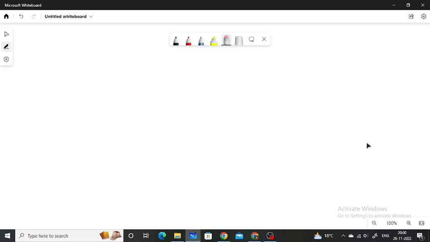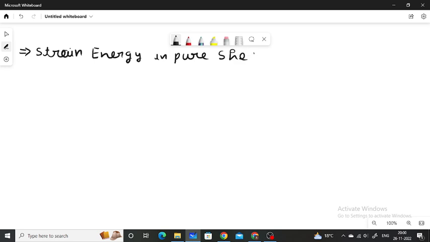In the last lecture, we discussed the strain energy. Now, today's topic is strain energy in pure shearing. In the last lecture, we had discussed the strain energy due to the gradually increasing load, suddenly applied load, and impact load. Now, strain energy in pure shearing.